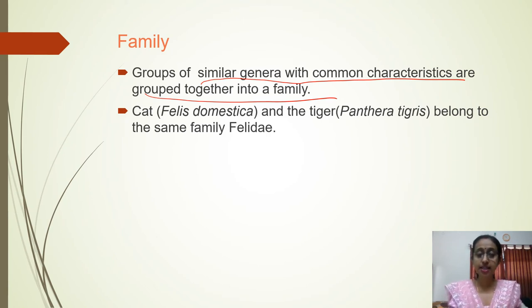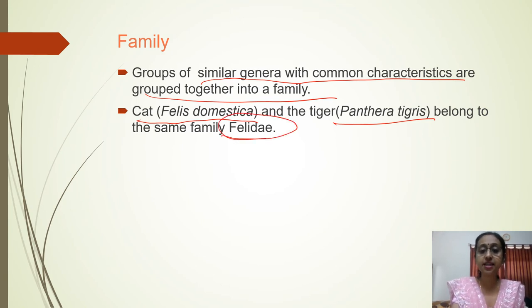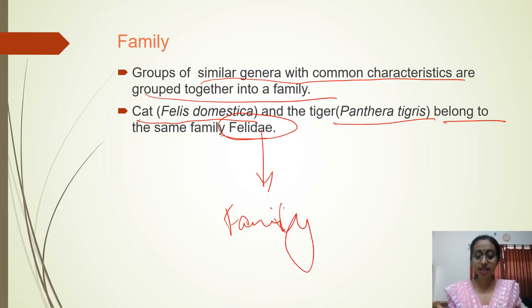Now, for example, the cat is Felis domestica and the tiger is Panthera tigris. They belong to the same family, Felidae. The family name is the same. Is it clear? So they belong to the same family, Felidae, because similar genera with common characteristics are grouped together in a family. So let us move on to the next one.